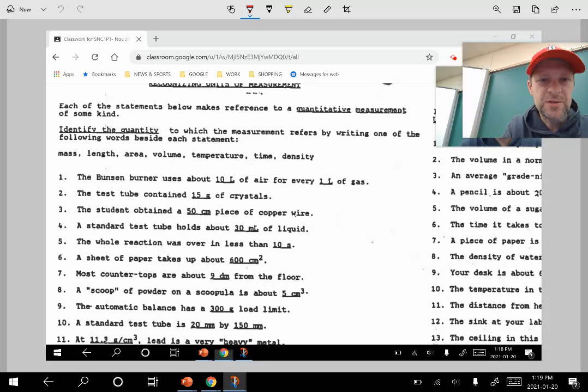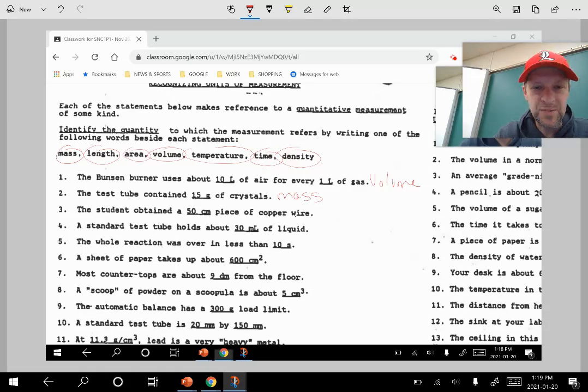The first one says a Bunsen burner uses about 10 liters of air for every 1 liter of gas. So the question is just asking you to write, well, what is that? Is the underlined quantity, 10 liters and 1 liter, a mass, a length, an area, a volume, a temperature, a time, or a density? All right, so the first one is volume. That's all I'm looking for there. Number one is volume. Number two, the test tube contained 15 grams of crystals. Grams. That is a mass.